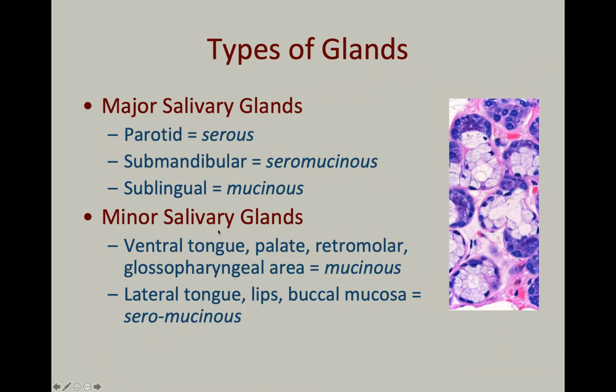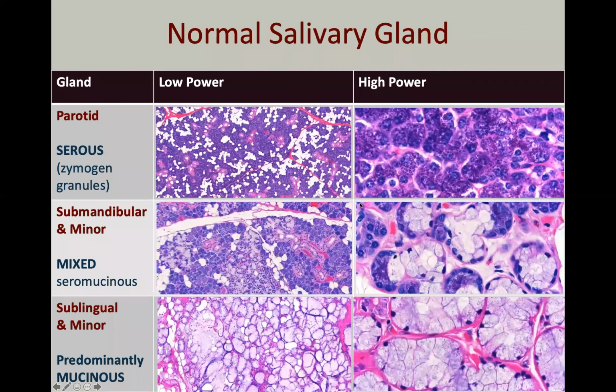And there are many, many minor salivary glands throughout the upper aerodigestive tract: tongue, palate, all the way down through the trachea, larynx, etc. So we see these seromucinous glands in all of those locations. Just as a reminder, the parotid is essentially entirely composed of serous acini, which are purple and have the zymogen, the pre-digestive enzyme granules in them.